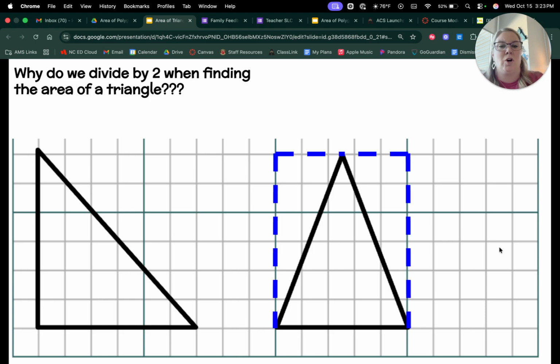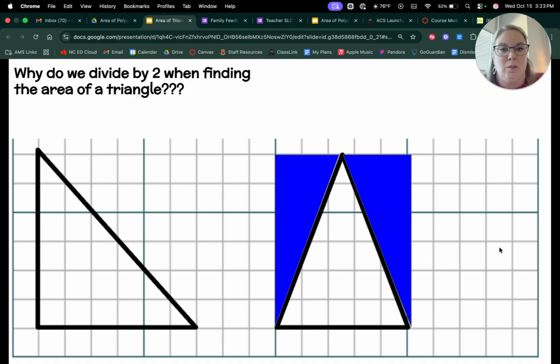If we were to draw in these blue lines like this, you will see that we now have a rectangle. Here's the tricky part. These two triangles, if you were to put them together and flip them upside down, would be the same size as this triangle right here in the middle. So again, that's why even with this weird triangle that's not a right triangle, we can still divide by 2.